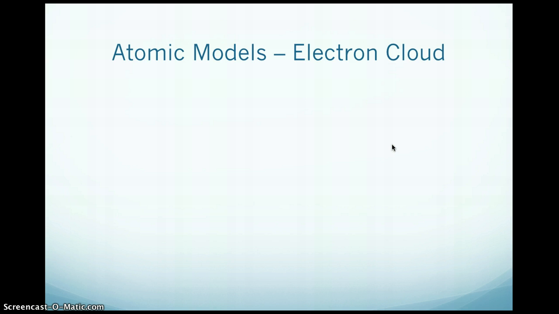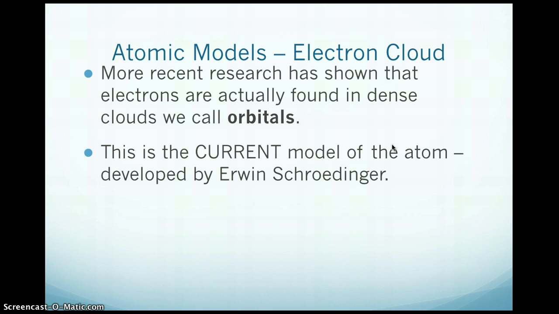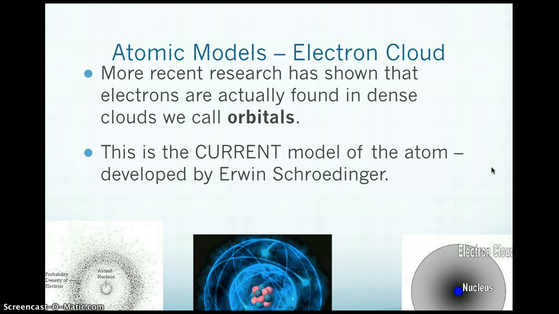All right. Here's what atoms actually look like. They have an electron cloud that goes around the nucleus. Recent research has found that electrons are actually found in dense clouds we call orbitals. So I would write down orbitals are dense clouds outside the nucleus. It's the current model of the atom. May be wrong, but it's the one that everybody agrees on now. That's what it looks like.